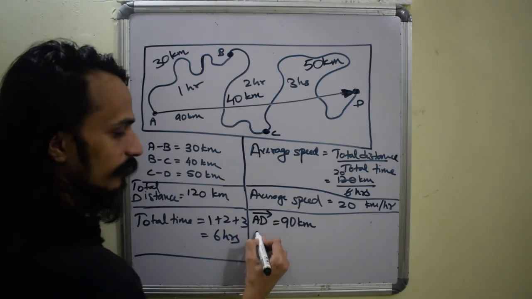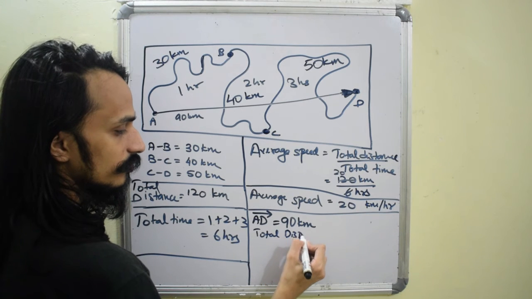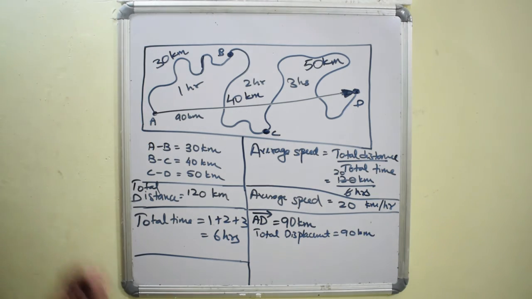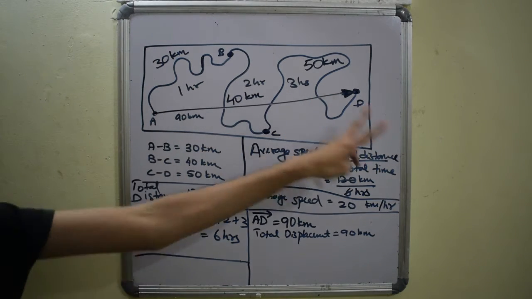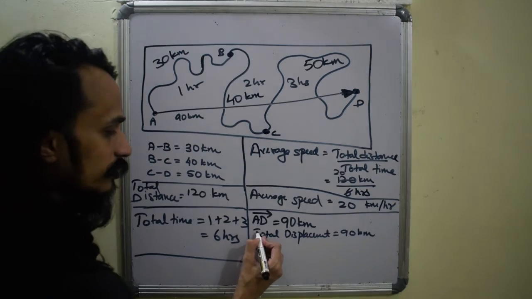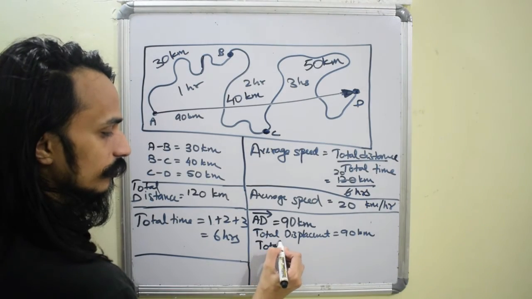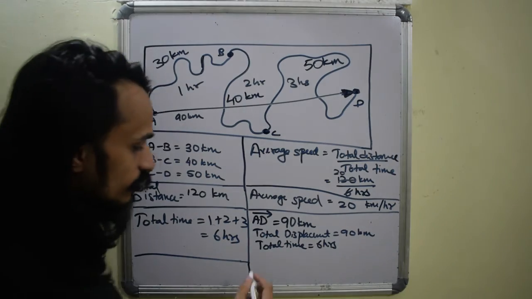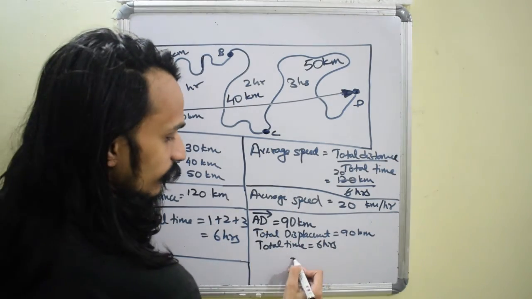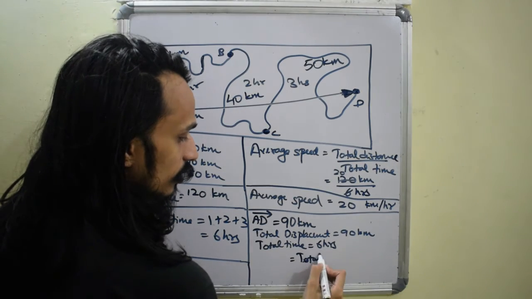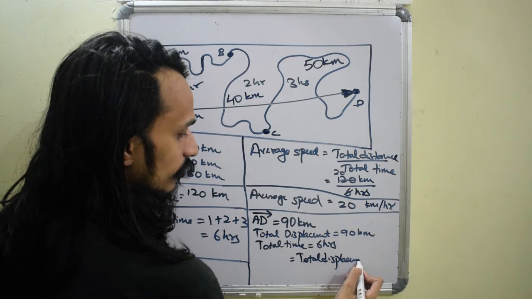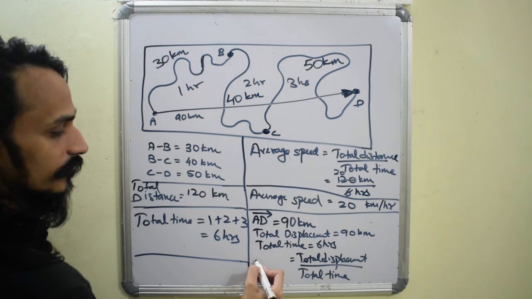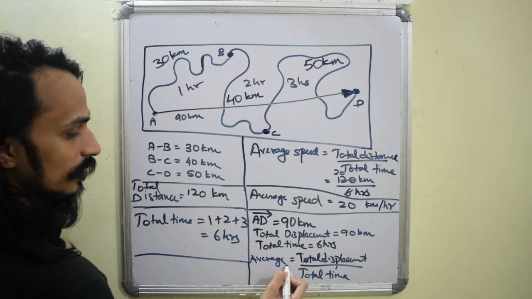So my total displacement equals 90 kilometers. The amount of time I took to go from A to D is still 6 hours. There's only one journey, so the time is the same. Instead of distance, I will use total displacement divided by total time. This is what we call average velocity.